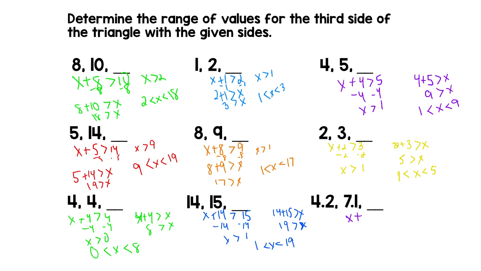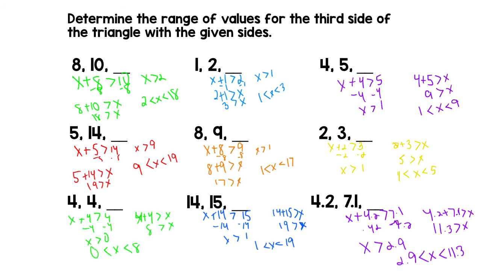So x plus the smaller number is greater than the bigger one, and add them together, and that's bigger than x. So simplify, minus 4.2 on either side. That gives us x is greater than 2.9, and add them together, and we get 11.3. It's greater than x. So 2.9 less than x less than 11.3.